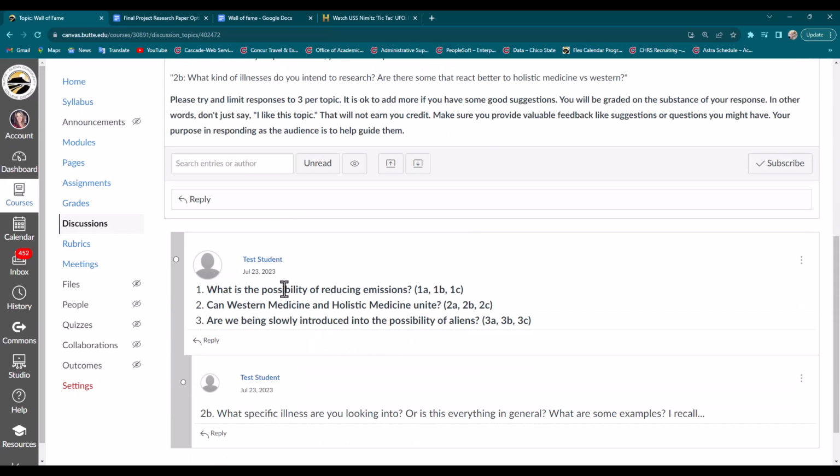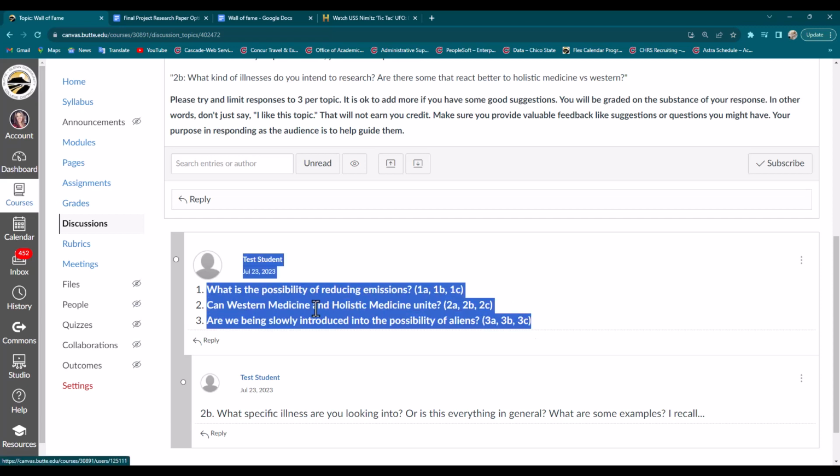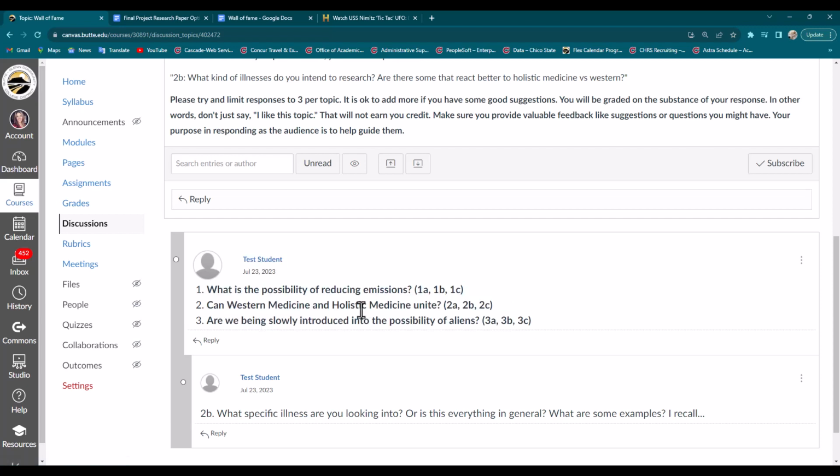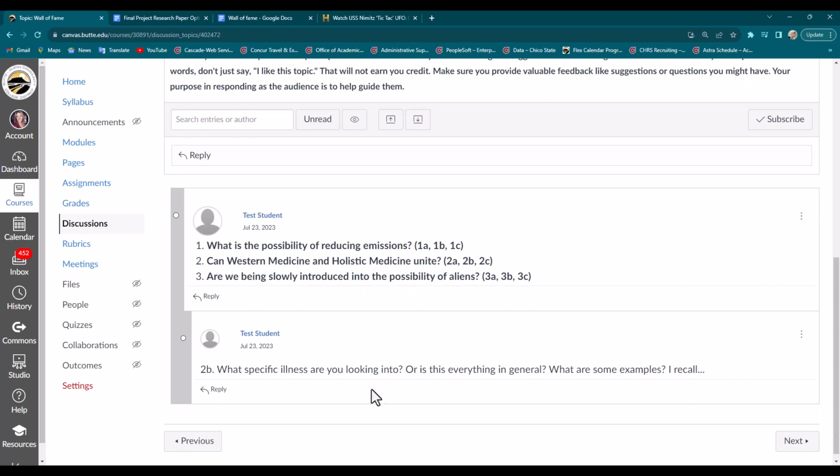Here's how that's going to work. Here we have Henry, and Henry has posted all 3 of his topic ideas. Now behind him he's got a bunch of students who are coming through and they're reading, and so you as a student, or we'll say this is Sarah, comes through and Sarah sees 1 topic she likes, right? Can Western medicine and holistic medicine unite? All right, so Sarah sees this and goes, oh, I have questions and I'm curious about this. So she responds to 2B.